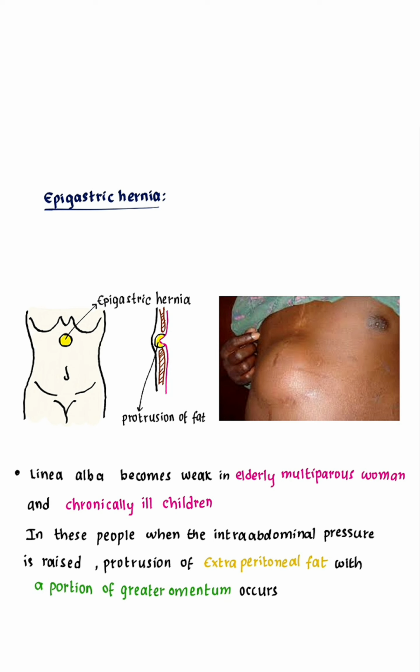Epigastric hernia. Linea alba becomes weak in elderly multiparous women and chronically ill children. Linea alba is the line extending from xiphoid process to pubic symphysis. In these people, when the intra-abdominal pressure is raised, it causes protrusion of extraperitoneal fat along with a portion of greater omentum. Let us now revise rectus sheath.